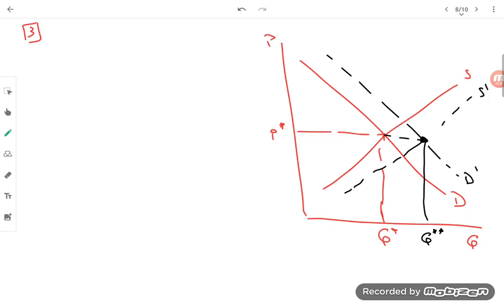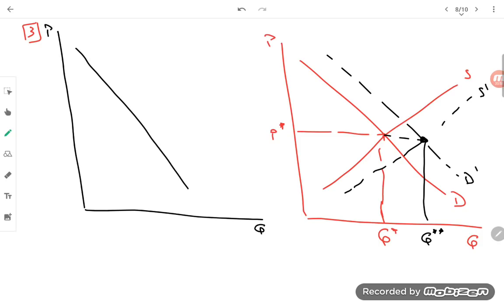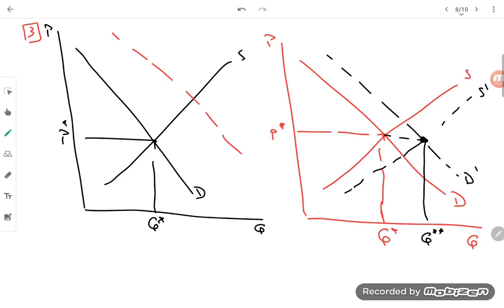The change in price in this case will depend on the magnitude of the change of the demand curve and supply curve. Let's take the same example. This is Q and P, and this is demand, and this is supply. The point of intersection is the point of equilibrium at Q star and P star. Now let's assume that demand increases and supply increases as well. So the demand curve shifts to the right and the supply curve shifts to the right as well.